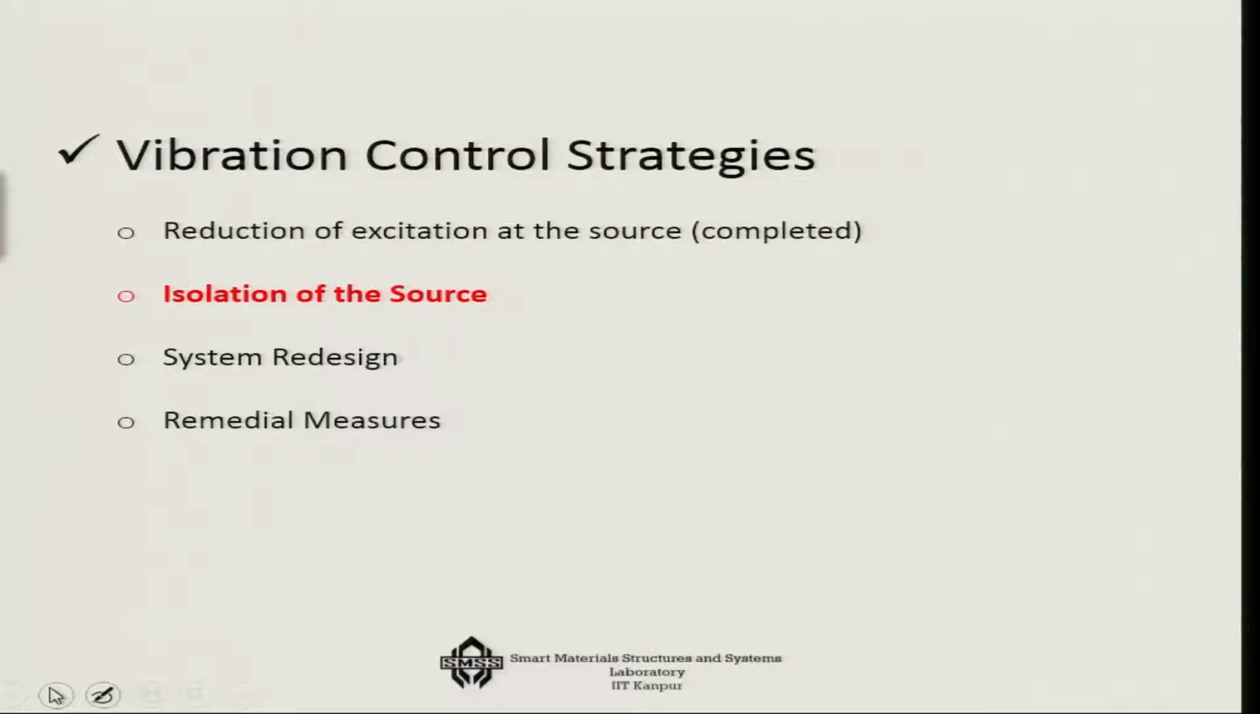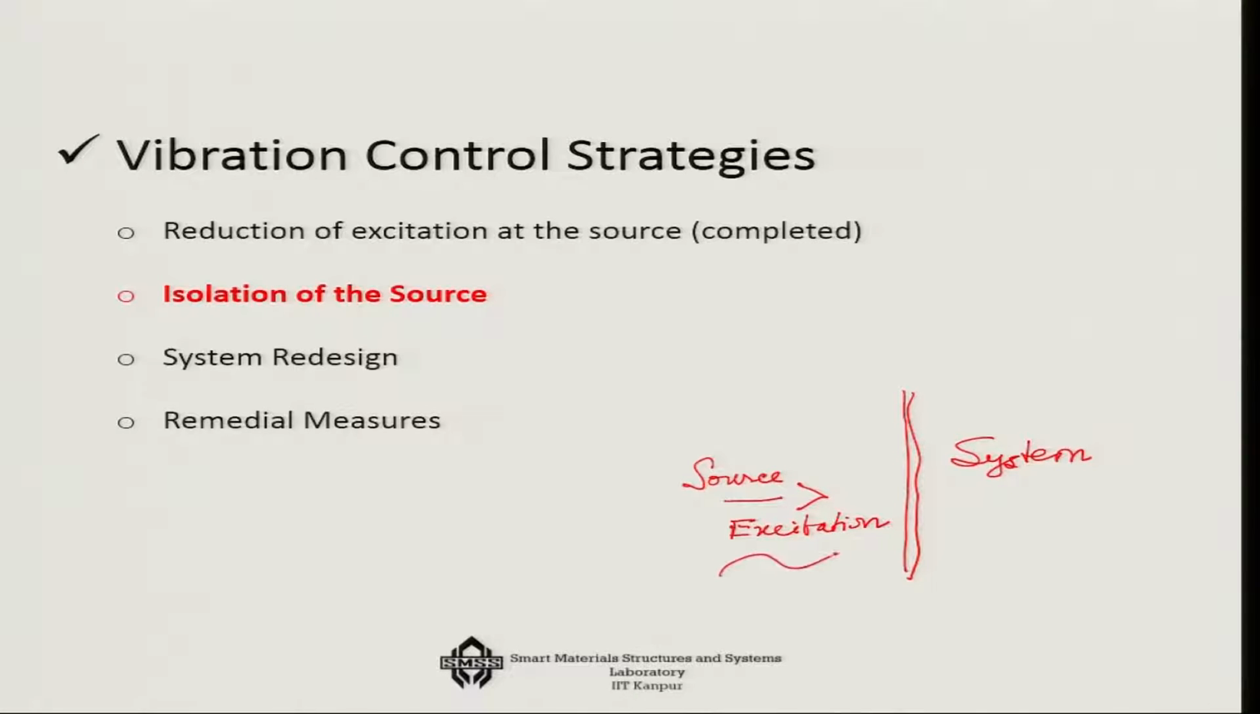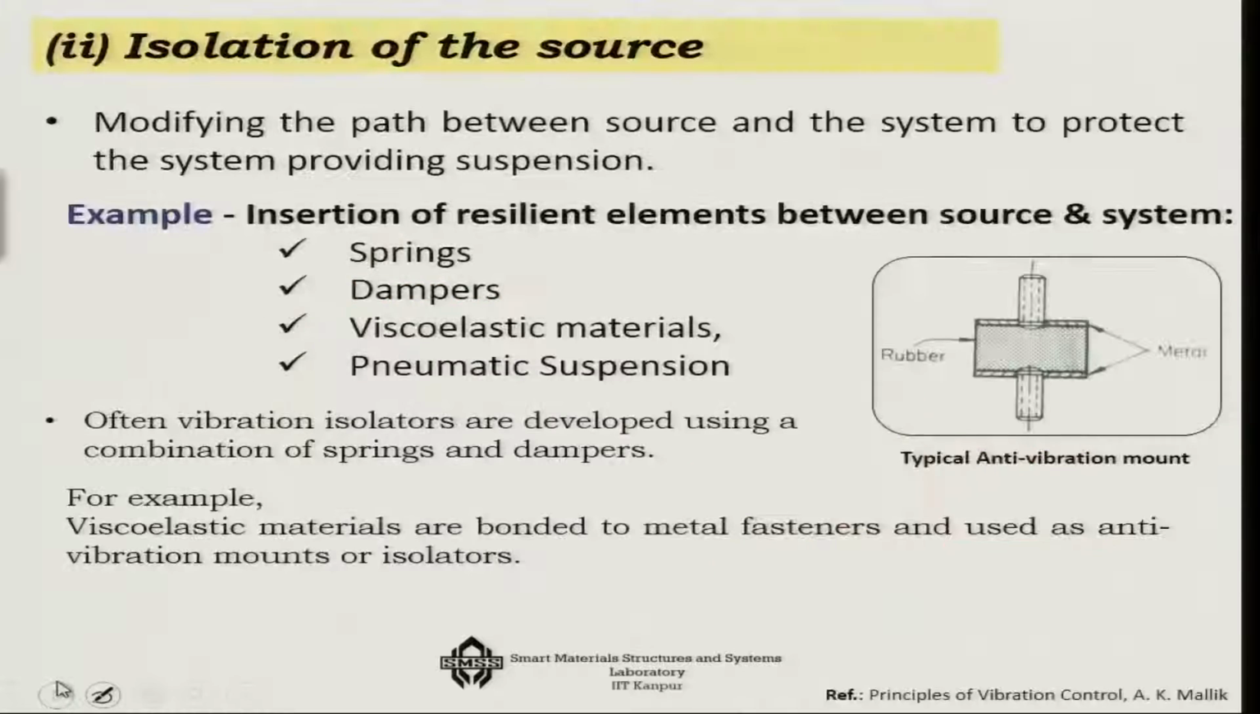Next, I will talk about isolation of the vibration. That means, in this case vibration at the source is not controlled. So, if there is a source, the source is giving you excitation. So, excitation is coming and you have to save your system. So, next is the system in line. Now, how to give some kind of a barrier between the two, so that the excitation at the source does not disturb the system, that is what we have to think of in terms of isolation of the source. So, let us see what are the things that we can do for it.